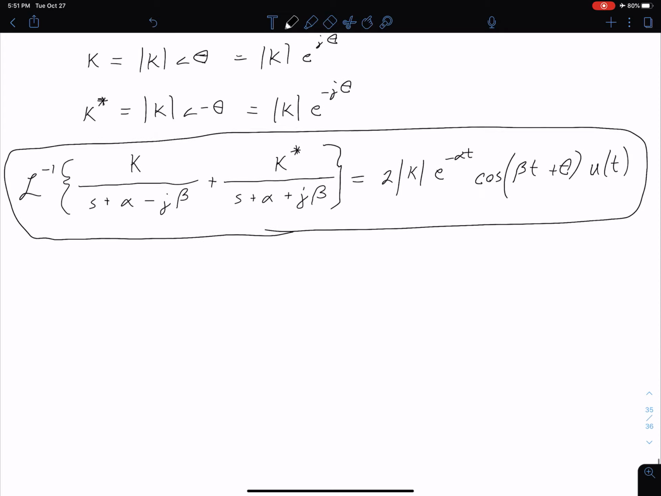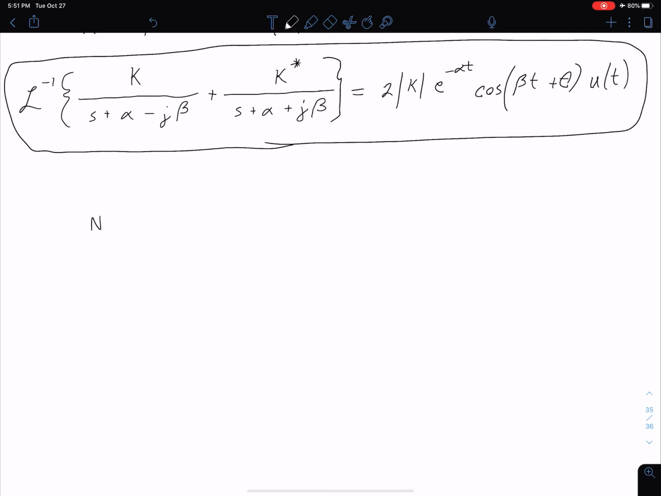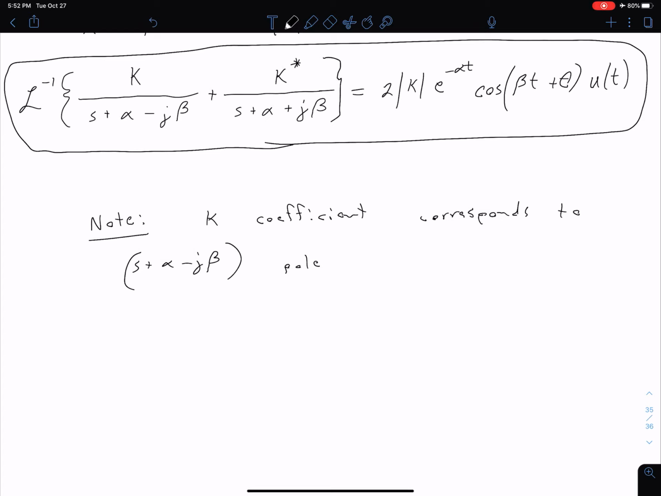So one thing to note is that this K term is related to a specific pole, so we can't just choose either one to be our K. So let's note that explicitly here. So our K coefficient is corresponding to a particular pole, so it corresponds to our s plus alpha minus j beta pole.